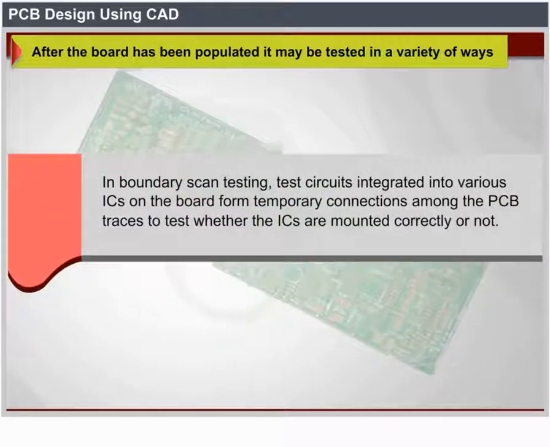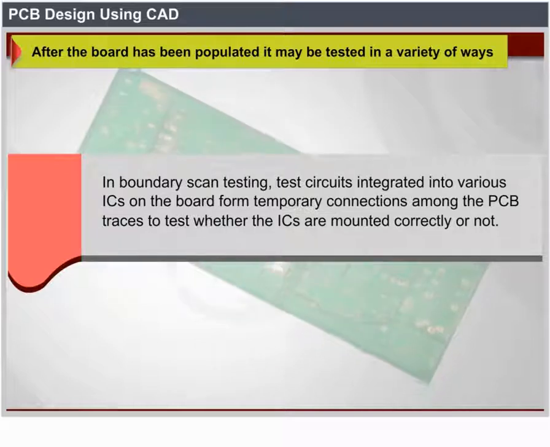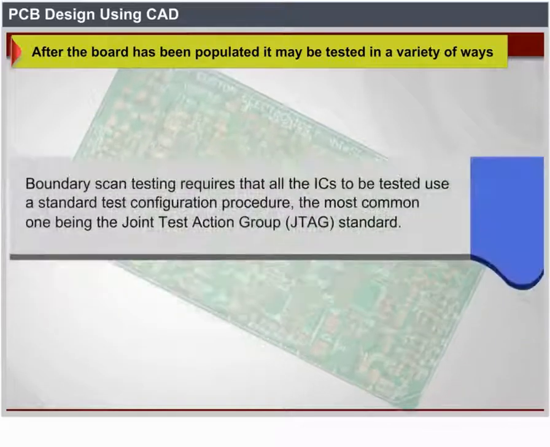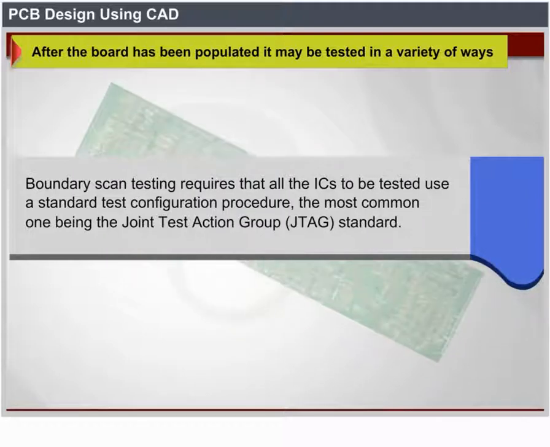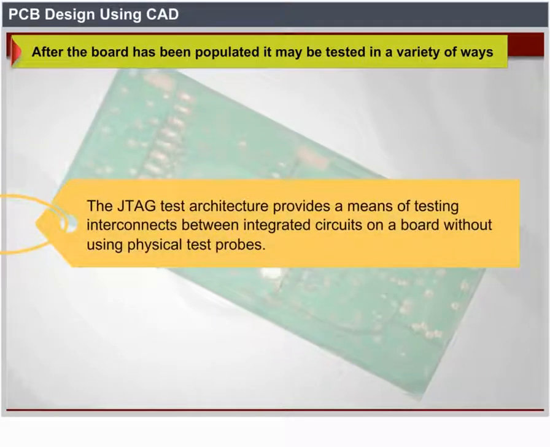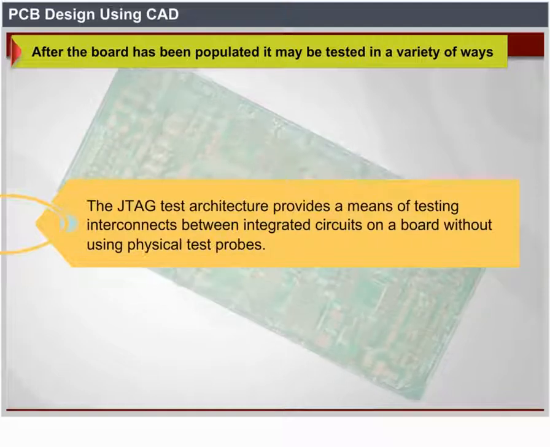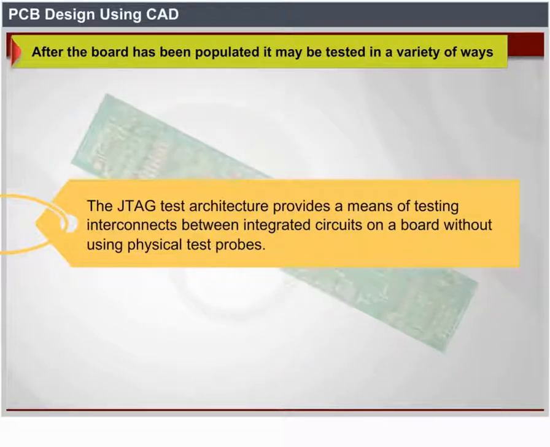In boundary scan testing, test circuits integrated into various ICs on the board form temporary connections between the PCB traces to test that the ICs are mounted correctly. Boundary scan testing requires that all the ICs to be tested use a standard test configuration procedure, the most common one being the Joint Test Action Group, JTAG, standard. The JTAG test architecture provides a means to test interconnects between integrated circuits on a board without using physical test probes.